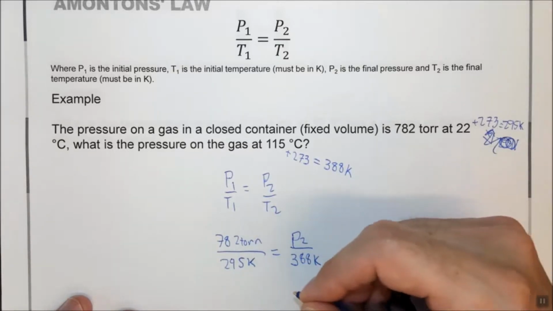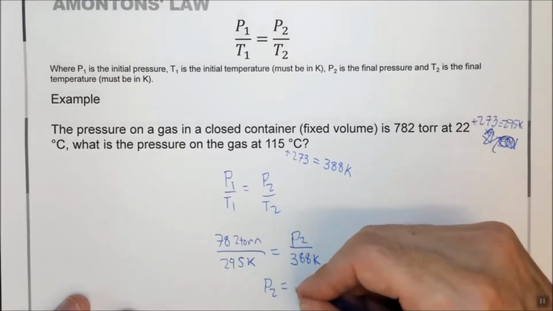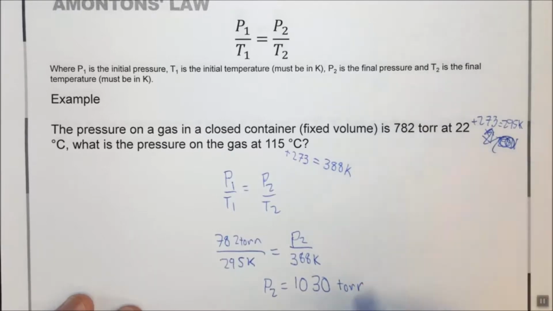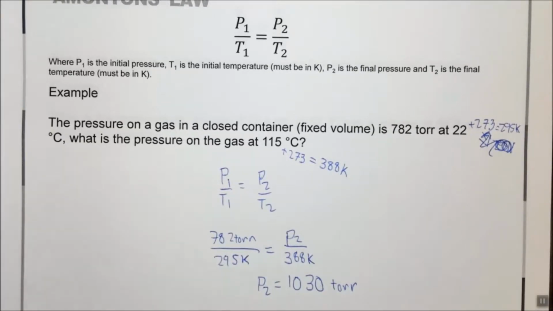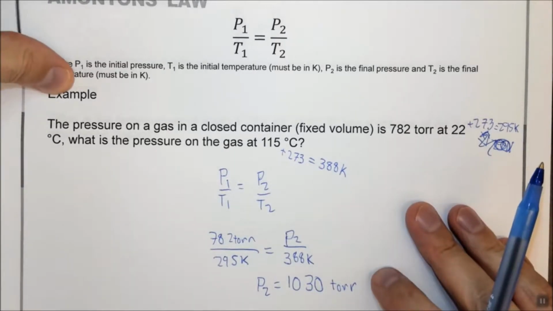And when you do all that math, you find out to three significant figures that the final pressure here is 1030 torr. And again, I rounded it to three significant figures, with that last zero not being significant. So this is how we could find the final pressure. Note that in these questions, you'll be given three of the variables and asked for one of them.